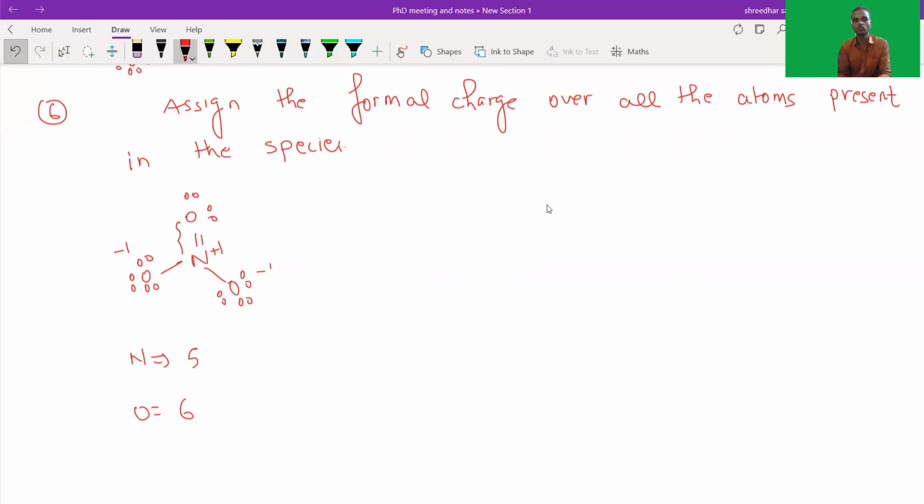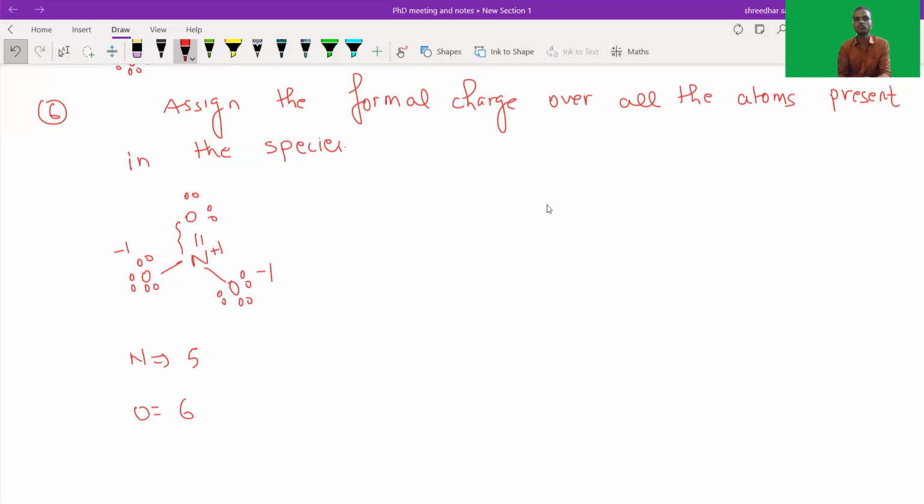Similarly, this will also have -1, and above we can see 2 electrons, 2 electrons, 4 electrons, and 2 from down, 6 electrons. And in the neutral oxygen atom there are also 6 electrons, so here it will not have any formal charge. So nitrogen is having +1, this oxygen -1, and this oxygen -1.